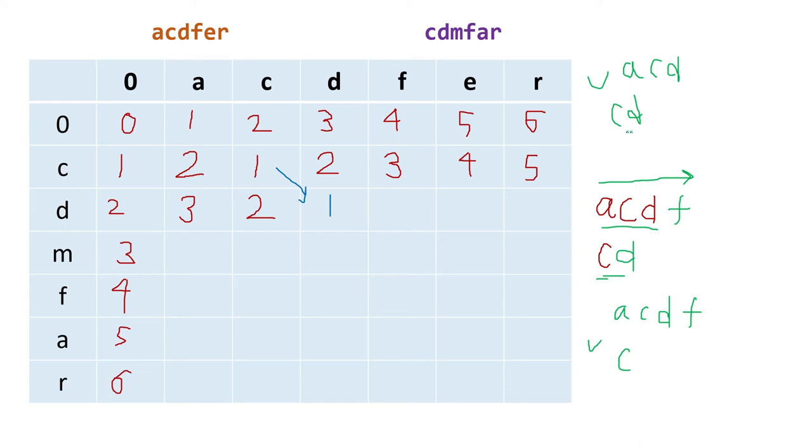So for ACD and CD, where will we get the result? That result we will get from this cell, and it is 1. And between ACDF and C, where will we get it from? From this cell. So it is ACDF and C, and that result is 3. So now we have to take the minimum of them, because our goal is to find the minimum deletions required. So the minimum between 3 and 1 is 1.